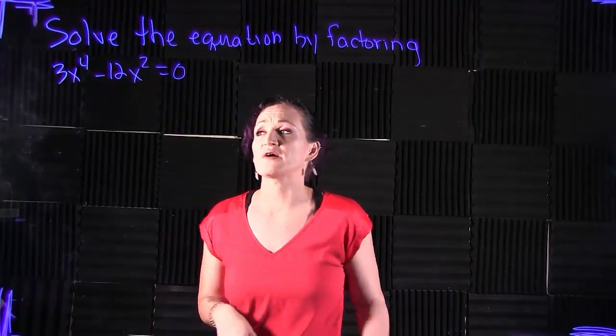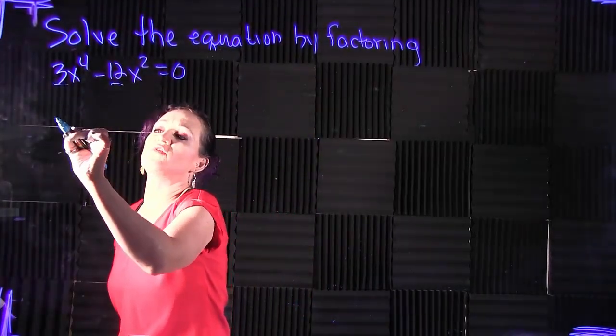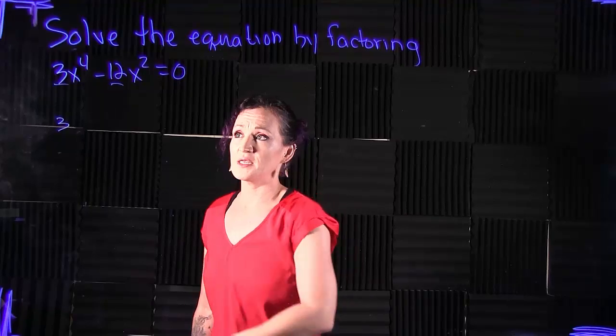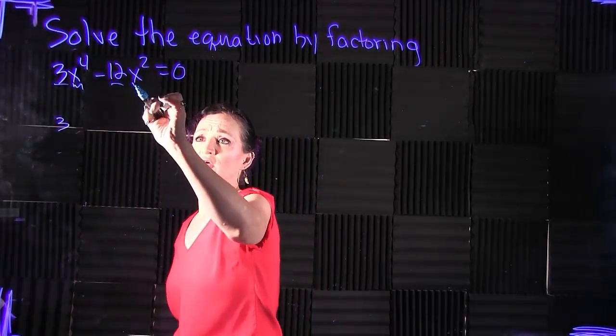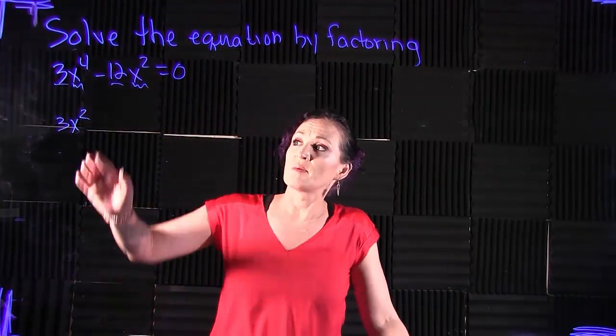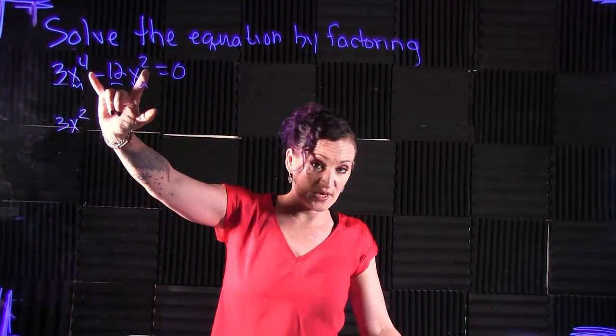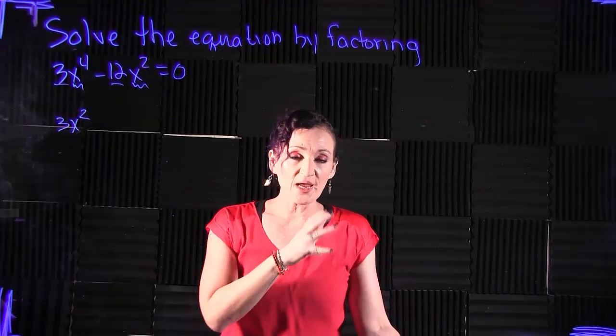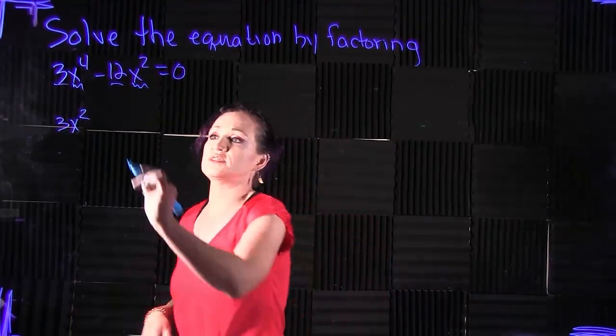Factor out the GCF. Out of 3 and 12, we do have a 3 in common. And out of x to the 4th and x squared, we have an x squared in common. Remember to take the lower exponent out of the 2. So 3x squared is our GCF.